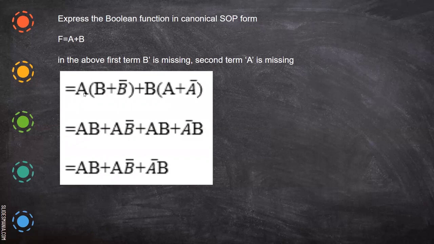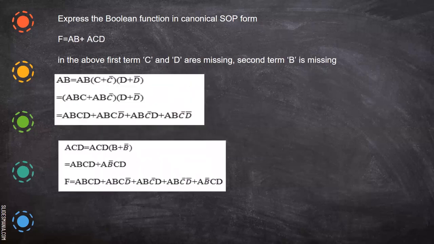So what we do? A into B plus B bar. Same way here, B into A plus A bar. Now expand it. Now you will get AB occurring two times, so you remove one AB and write it only once. You should not write it as 2AB. This is not normal algebra. This is only Boolean algebra. So you should not add it and write. Only one occurrence you have to take.